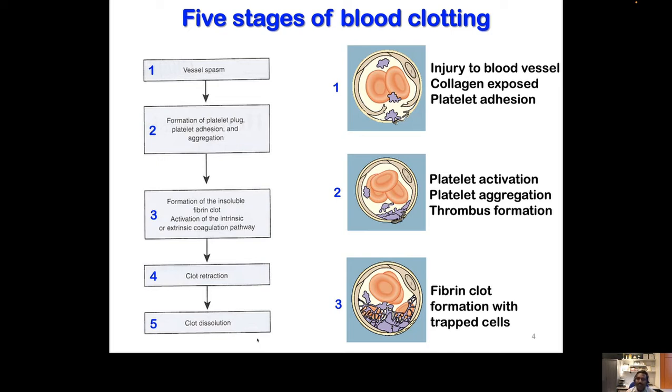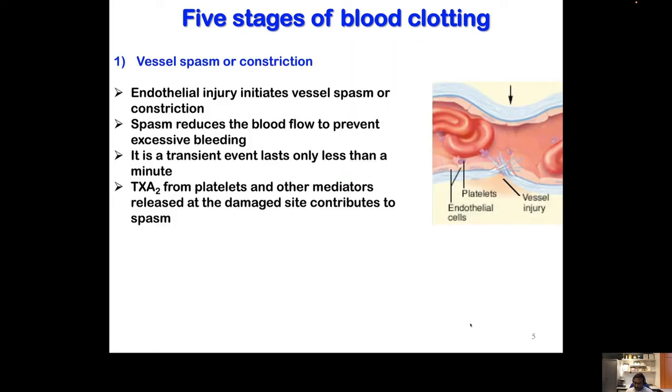Okay, so this is what is basically happening here. You can see briefly, injury to blood vessels, collagen is getting exposed and platelets adhere in the affected area. Then the platelets will get activated and aggregate and make the thrombus formation or blood clot formation. And then the fibrin clot formation will trap all the cells and completely seal the area. Okay, so we're going to go through each stage in detail and talk about them.